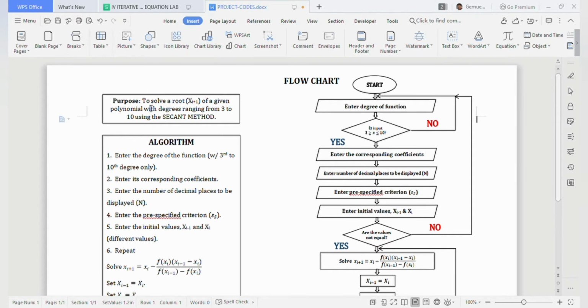This is the purpose of the C++ program, to solve a root of x sub i plus 1 of a given polynomial with degrees ranging from 3 to 10 using the secant method. Here is the flow of the program. We will start by entering the degree of the function. The program will ask, is the input 3 to 10 degree only? If yes, the user will enter the corresponding coefficients. If no, we will start at the beginning by entering the degree of the function, which is 3 to 10 degree only.